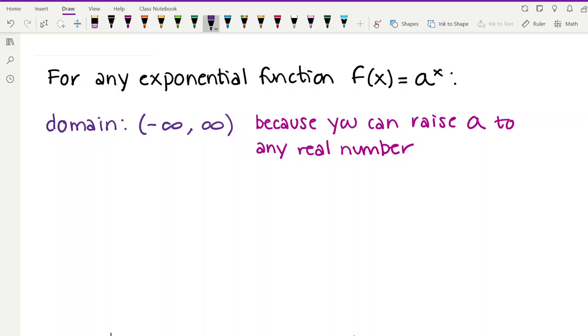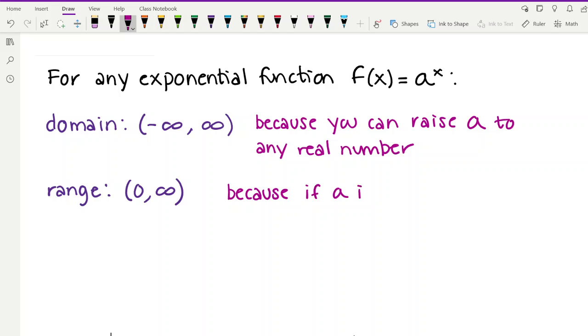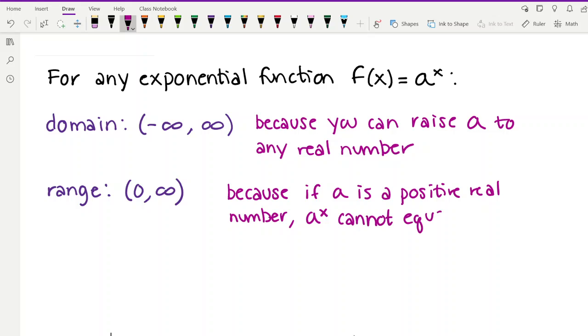Then we talked about how the range is from 0 to infinity, not including 0. And so I'm going to explain over here why it is that we don't include 0. It's because if a is a positive real number, a to a power cannot ever equal 0, right? You can't take a positive number and raise it to an exponent and get 0. And that's why the range starts at 0.